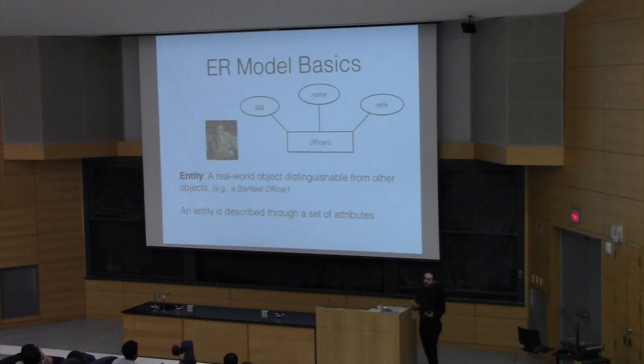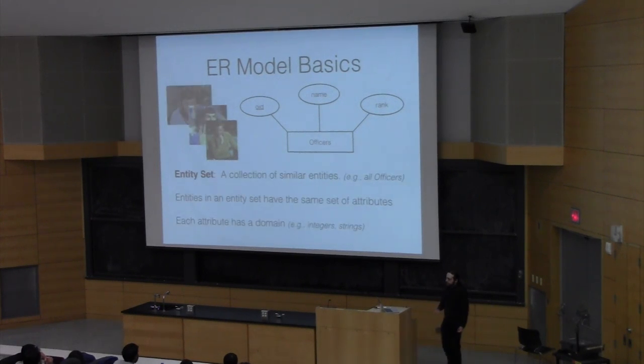Now, a single entity isn't necessarily super interesting because there may be many very similar entities. And so the entity relation model has this notion of an entity set. This roughly corresponds to the relations of relational algebra, or the tables of SQL. An entity set is a collection of similar entities, so many Starfleet officers, each of which have similar attributes, and each attribute has some domain.